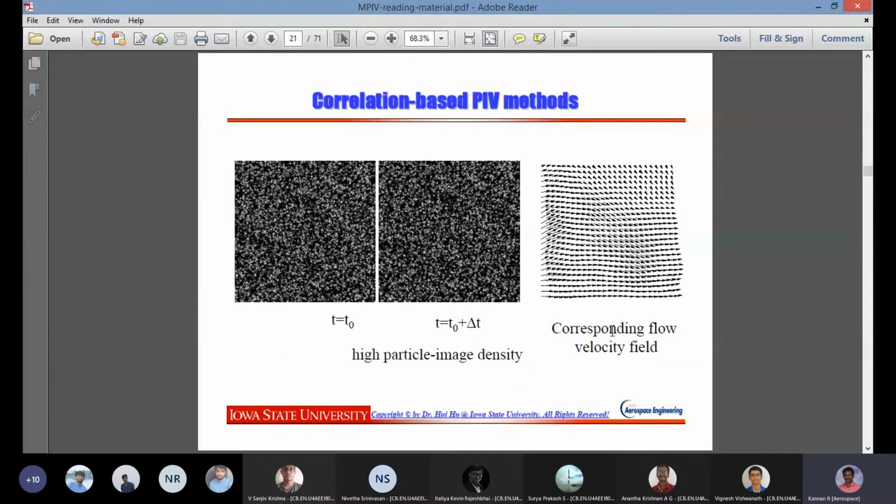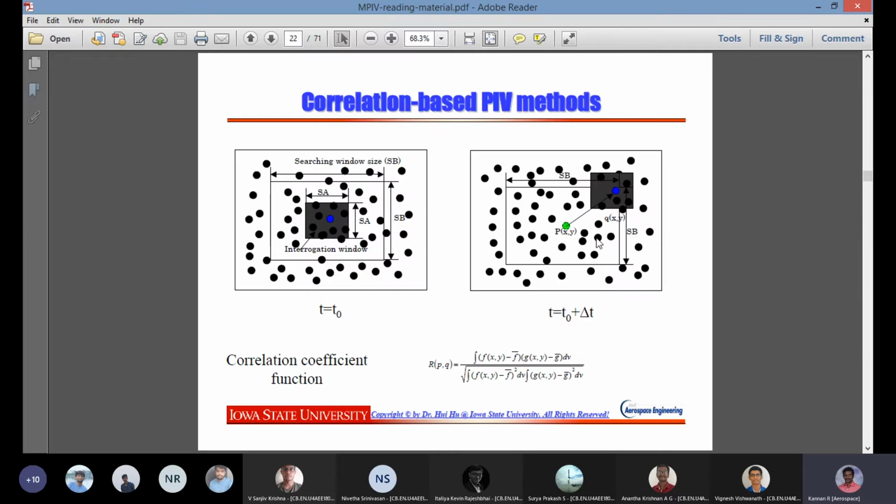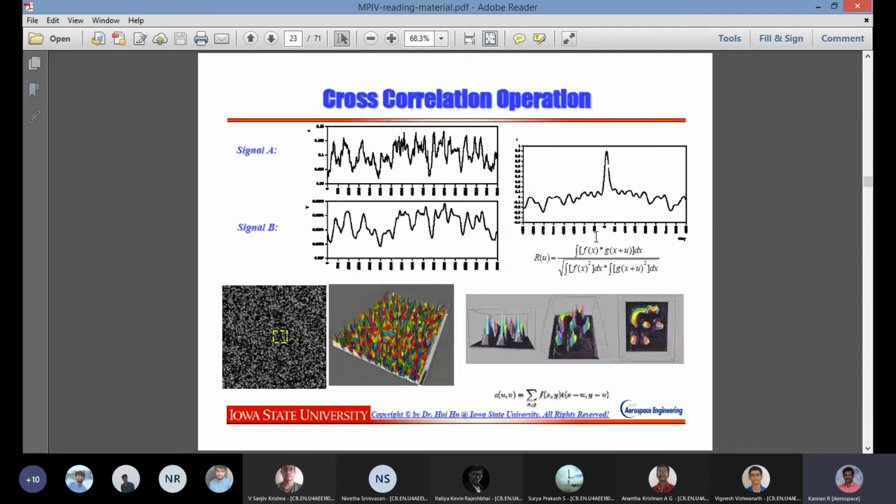If it is a high particle image density, they are going to capture your velocity profile. So basically, it's a correlation-based PIV method. They are going to take the images at 2 different frames, and from that they are going to get the flow field data. How they are doing the correlation coefficient and all, you can study later.